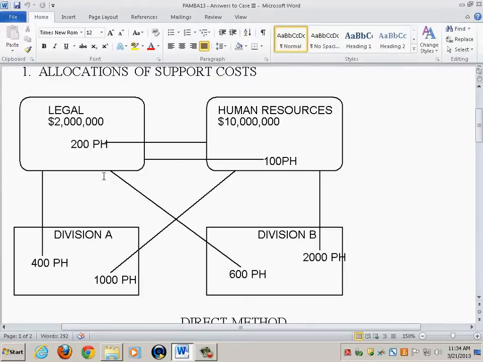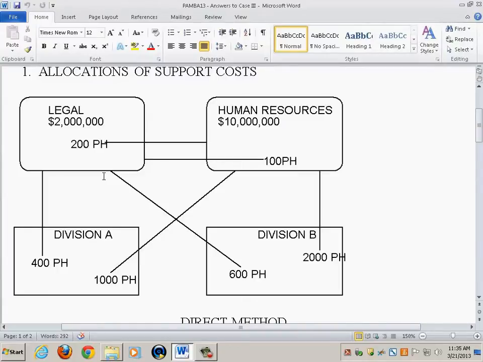So that is typical of a traditional costing method. Why? Because you lump all the person hours of legal and all the person hours of human resources into one person hour aggregate. And you lump all their costs into one cost aggregate for human resources and one cost aggregate for legal. But remember, in doing so, you ignore the fact that legal and human resources give to themselves and to other departments a diversity of services.